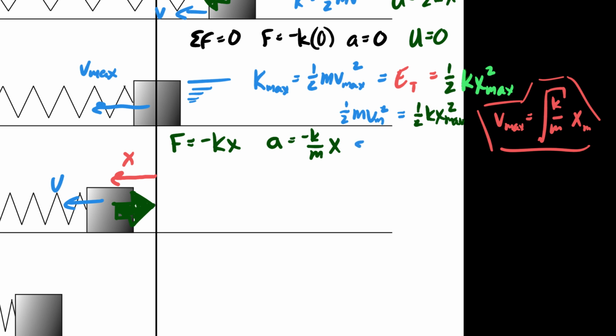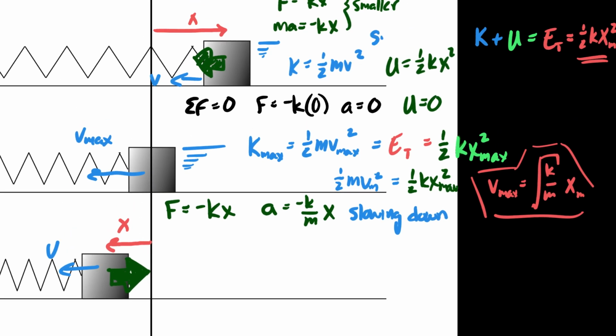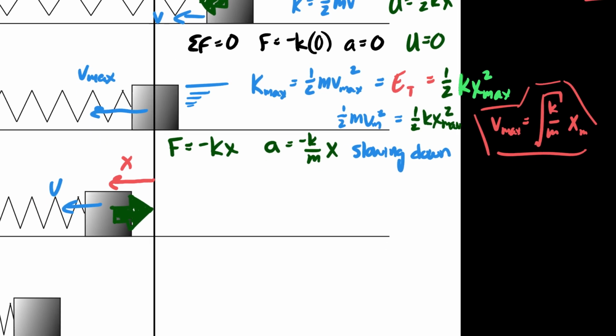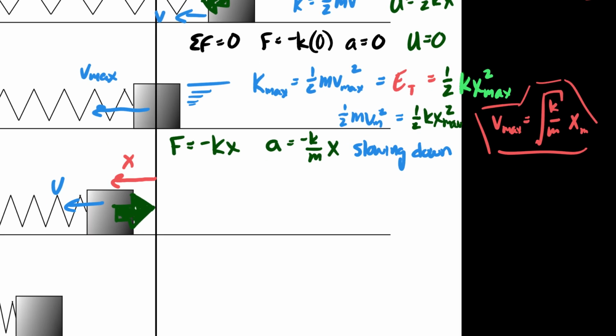So this object is now slowing down. Up here it was speeding up. Here it's slowing down. The force is getting bigger, the acceleration is getting bigger, but the object's slowing down. So force and acceleration increasing. This also represents the middle again.